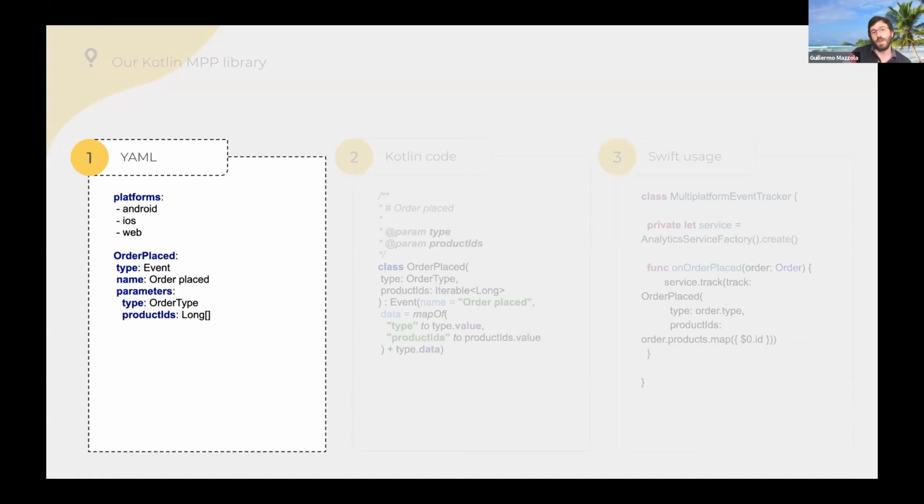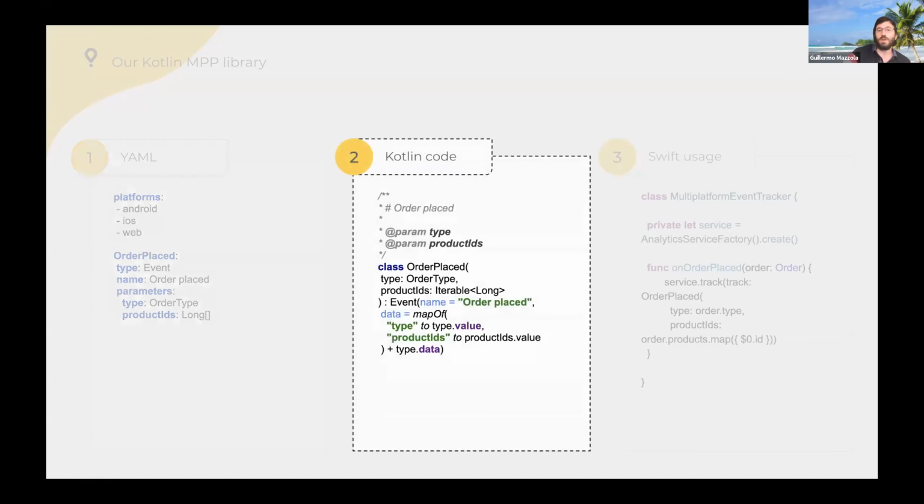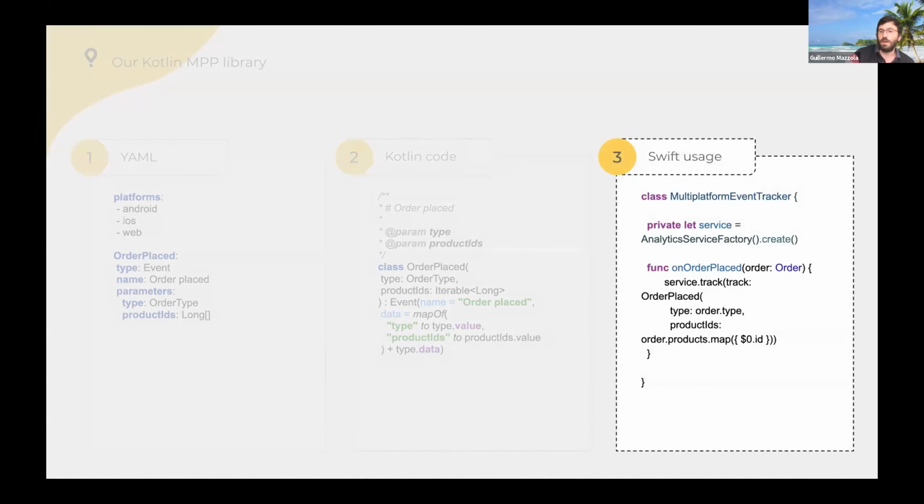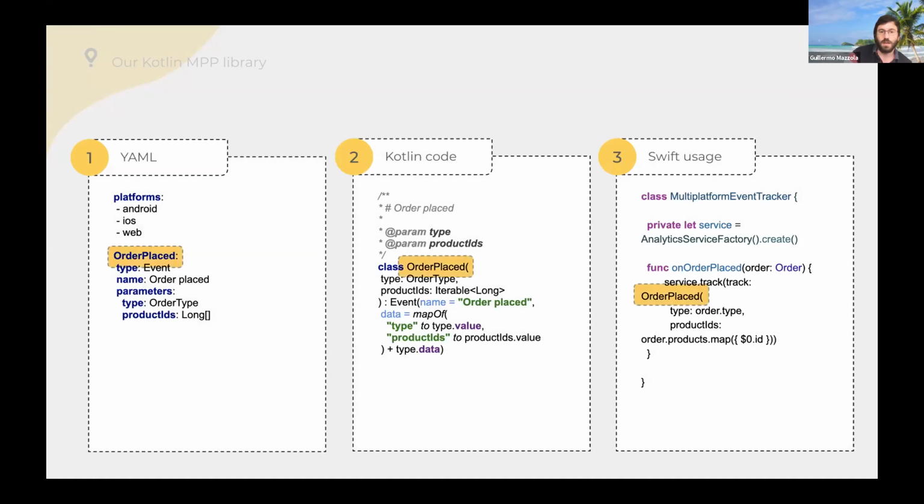So with that spec, this is the Kotlin code that is getting generated. This Kotlin code, because we are using Kotlin Multiplatform, it can be used at any platforms. For instance, in Swift, this is the way we will consume this event generated in the YAML in a Swift code. So you can see here how the code in the YAML starts to be the same in the Swift code.